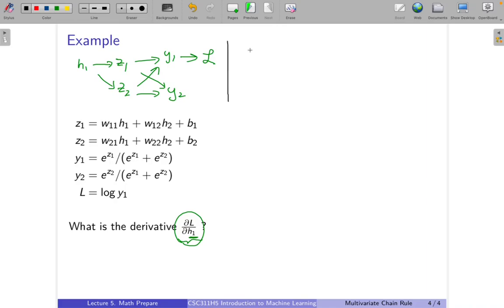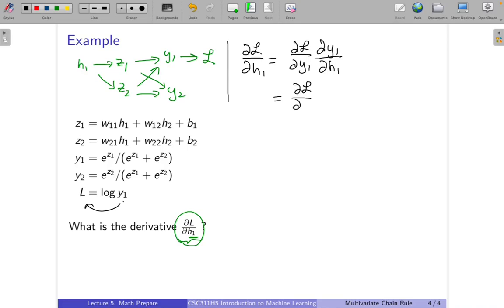So let's see how we can apply the multivariate chain rule. We want to know the derivative of the loss with respect to H1, that's our desired quantity, and we can decompose this derivative into two parts. This is just the chain rule: the derivative of the loss with respect to y1 and the derivative of y1 with respect to h1. Nothing fancy here. Y1 affects L only through one path, so we don't need to do anything fancy.